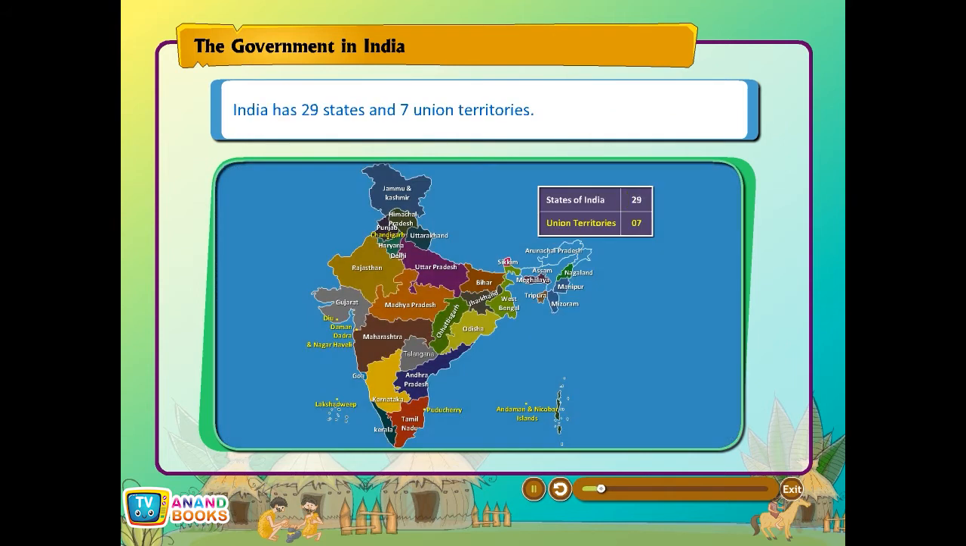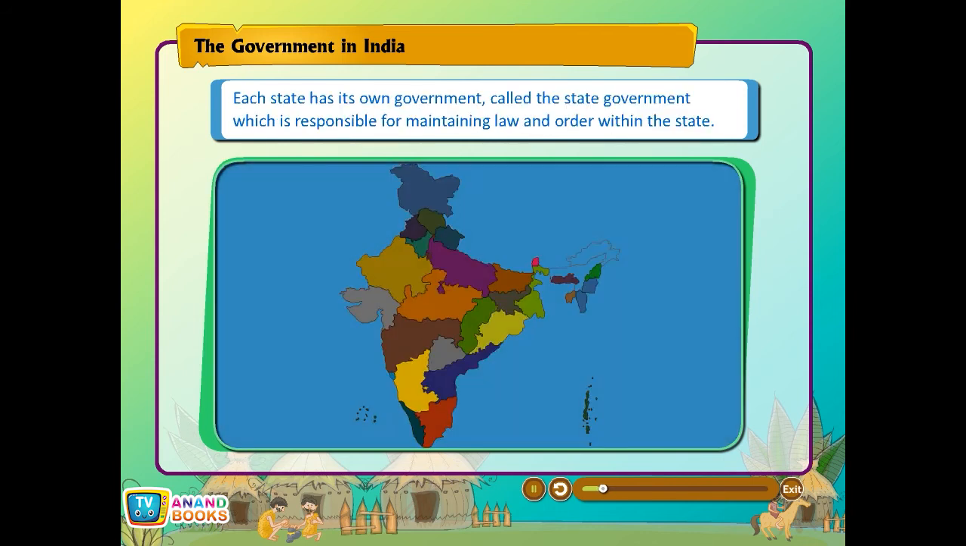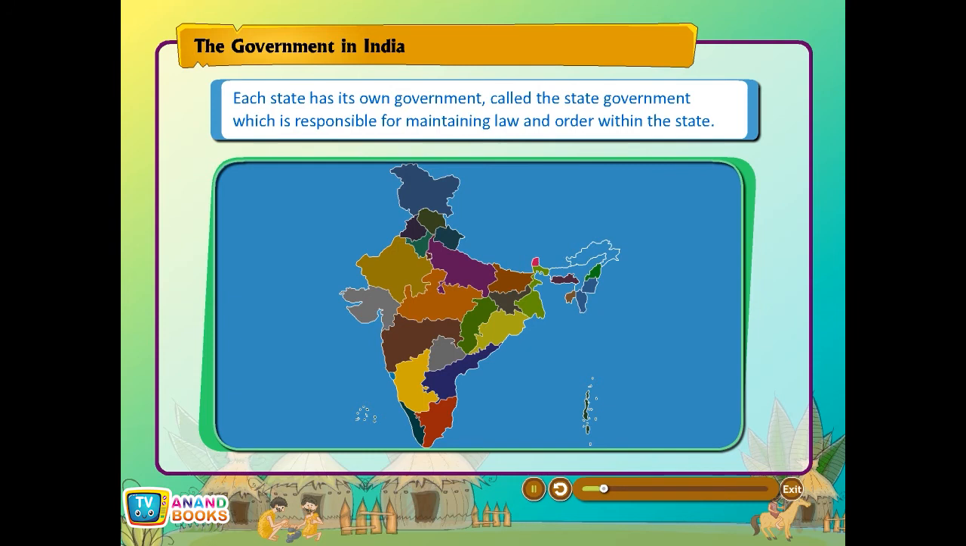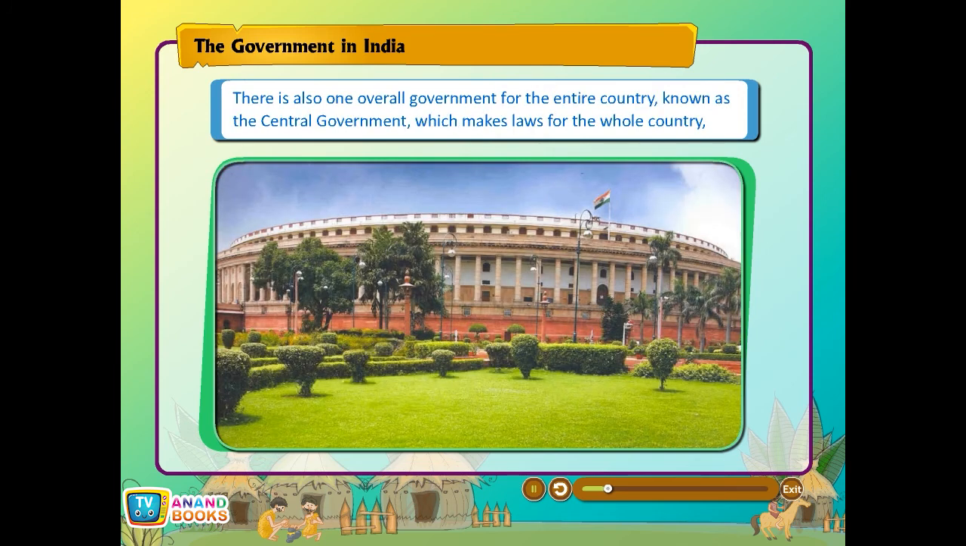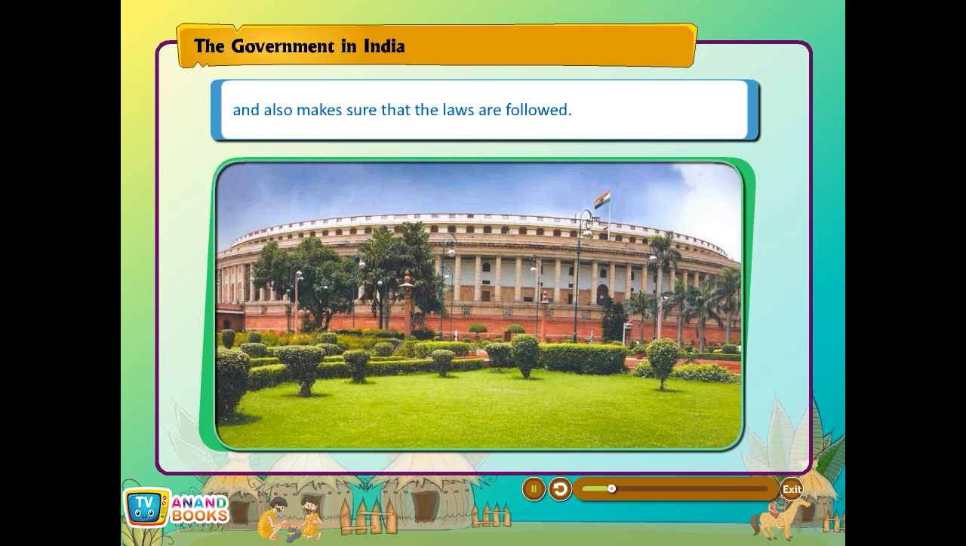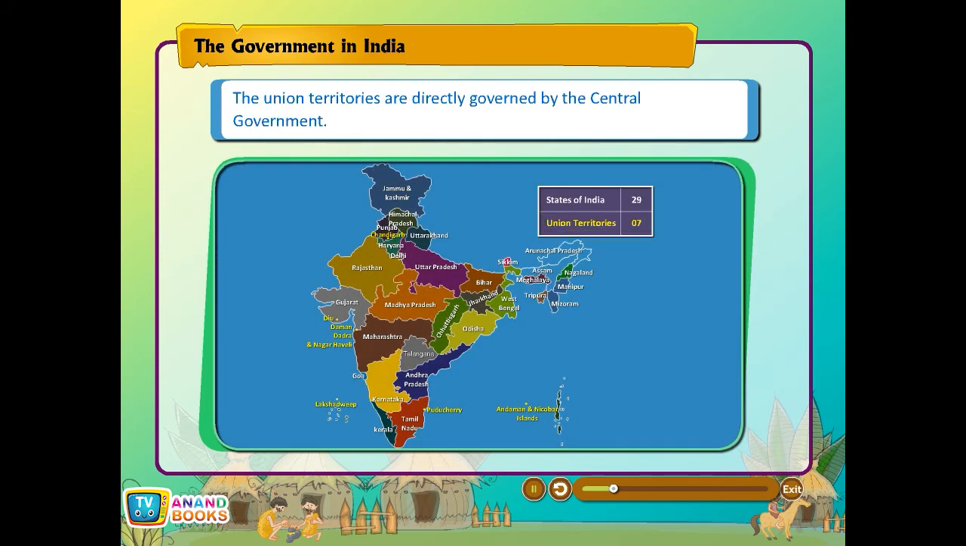India has 29 states and 7 union territories. Each state has its own government, called the state government, which is responsible for maintaining law and order within the state. There is also one overall government for the entire country, known as the central government, which makes laws for the whole country and also makes sure that the laws are followed. The union territories are directly governed by the central government.